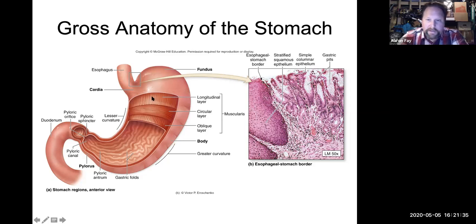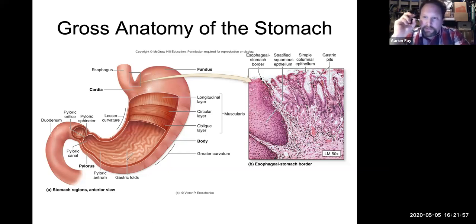So one important thing to point out is the stomach has not 2, but 3 layers of muscle. So its muscularis is extra thick because, as you may well know, your stomach is a very muscular organ, right? You can feel it kind of doing its thing, either when you're hungry or when you've already eaten, and it needs to mix up all that food.